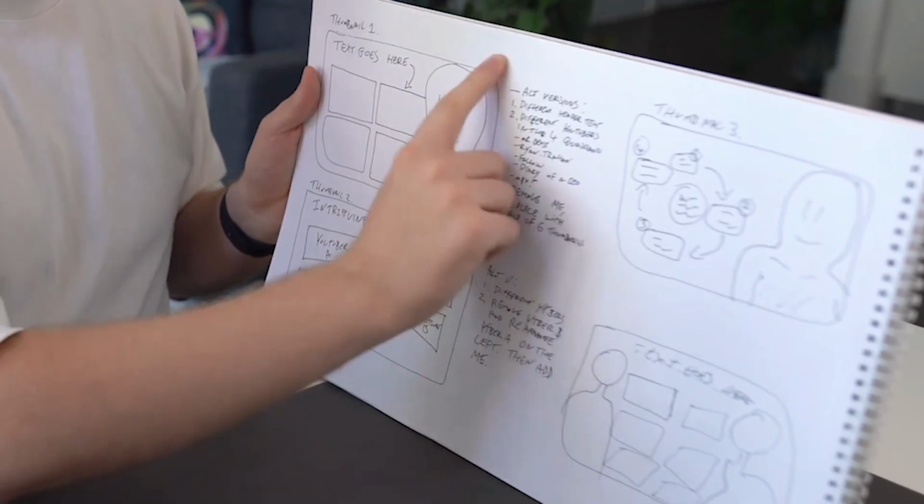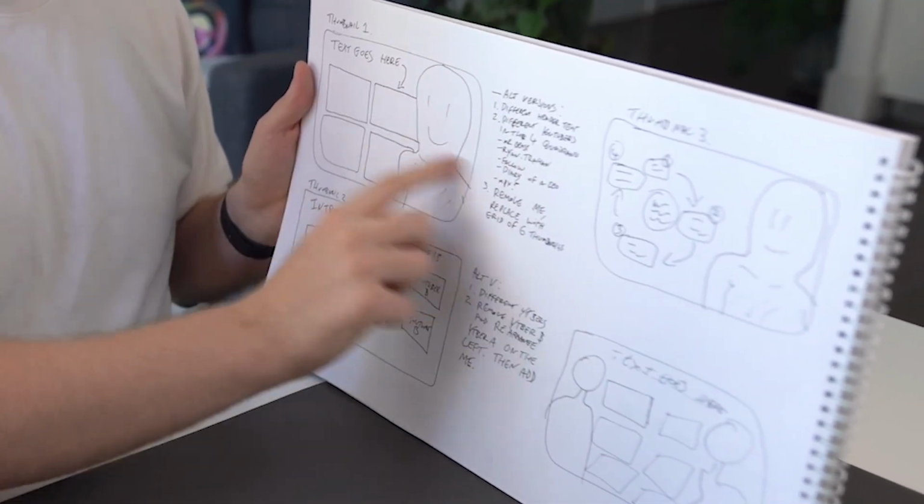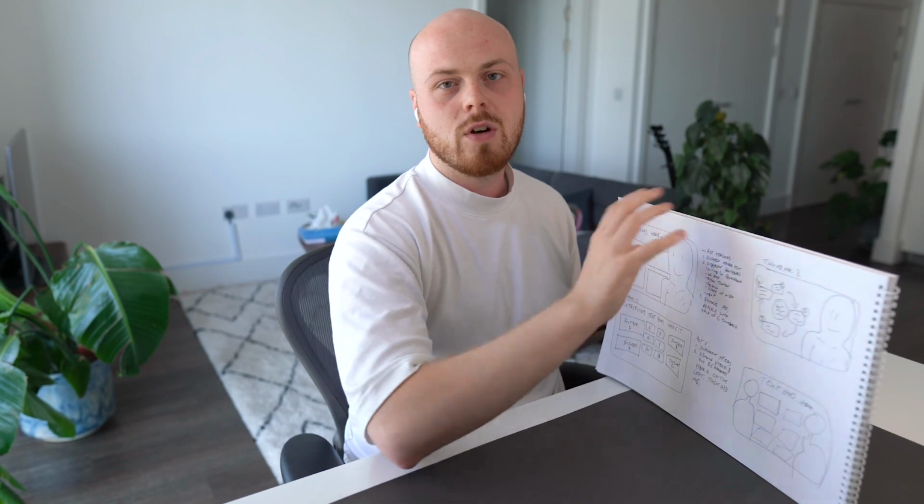And then the third one is to remove me and replace with a grid of 6 thumbnails. So essentially remove me or the YouTuber, and then instead of having 4, we would have 6, and we'd have the text at the top. That there is concept 1. And I try to have at least 3 different concepts with multiple variations of each concept.